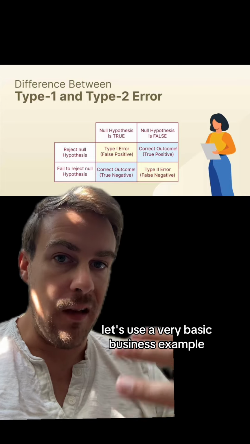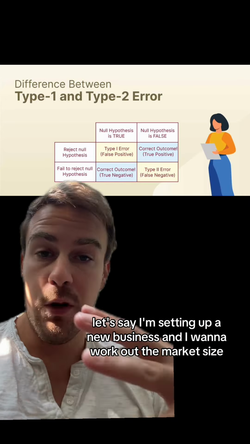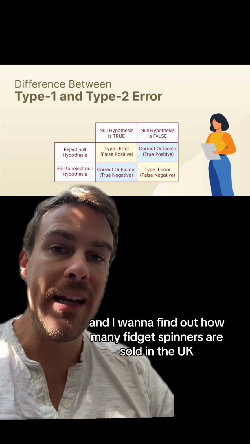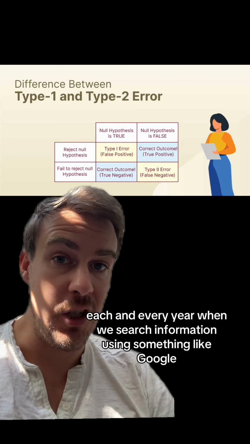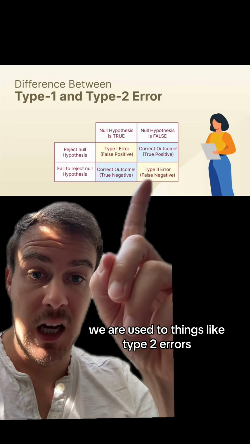Let's use a very basic business example. Let's say I'm setting up a new business and I want to work out the market size. So it's a new fidget spinning business and I want to find out how many fidget spinners are sold in the UK each and every year. When we search for information using something like Google, we are used to things like type 2 errors.